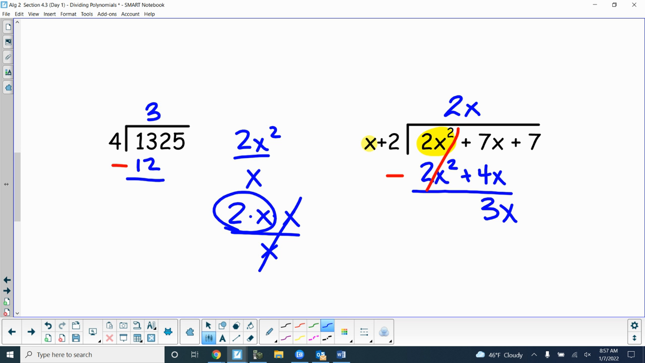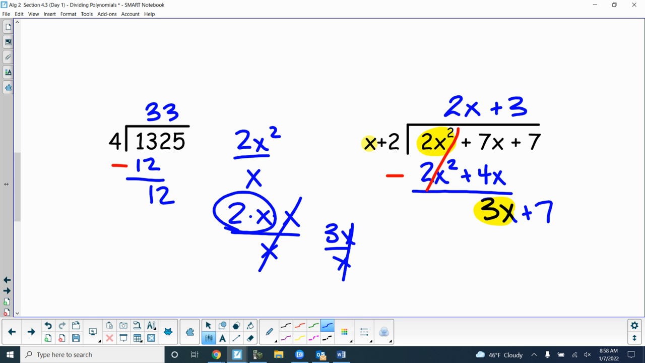So over here, when we subtracted and got 1, what was the next step? Bring down the 2, right? So what's the next step here? Bring down the 7. And then we start over. We're going to say, how many times does 4 go into 12, right? And the 3 goes up here. Now I'm going to say, how many times does x go into 3x? 3 times, right? 3x divided by x is 3, and it's positive 3x, so this is plus 3.